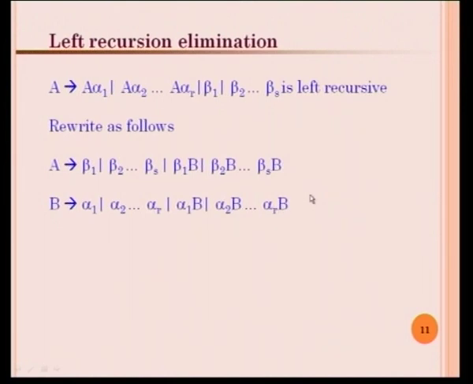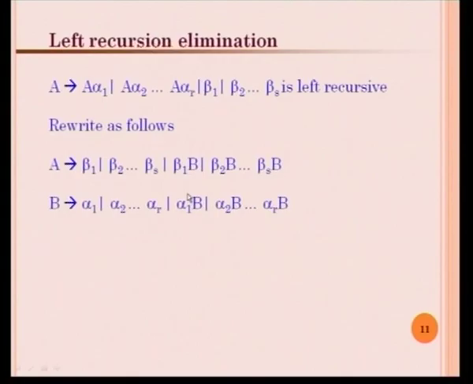Next, as far as our conversion is concerned, we need to convert the given grammar into its equivalent Greibach normal form. As far as Greibach normal form is concerned, the general format of the productions is A derives small a followed by alpha. That means the right hand side of every production available in the Greibach normal form grammar should start with a terminal, and followed by that we can have anything.